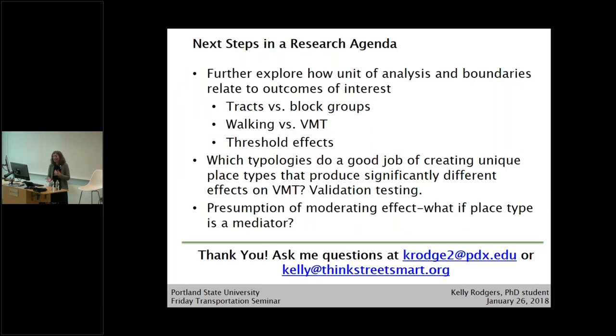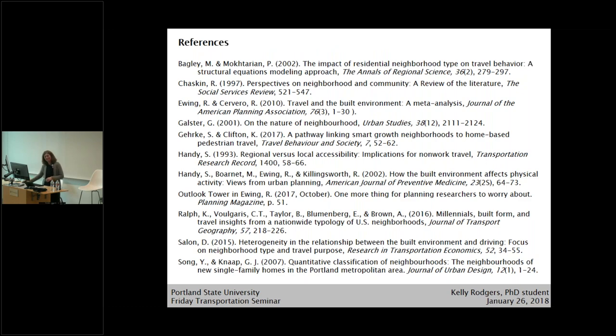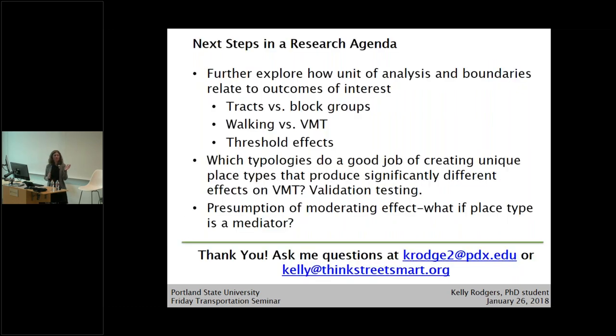So with that, I'll just say in terms of what I'm going to be looking at from here on out, again, exploring that unit of analysis and scale question around tracts versus block groups, scales for walking versus VMT, which are a couple of outcomes of interest that I'm most interested in. And also looking at those threshold effects, because I think that would inform how boundaries are set in terms of your place typology.